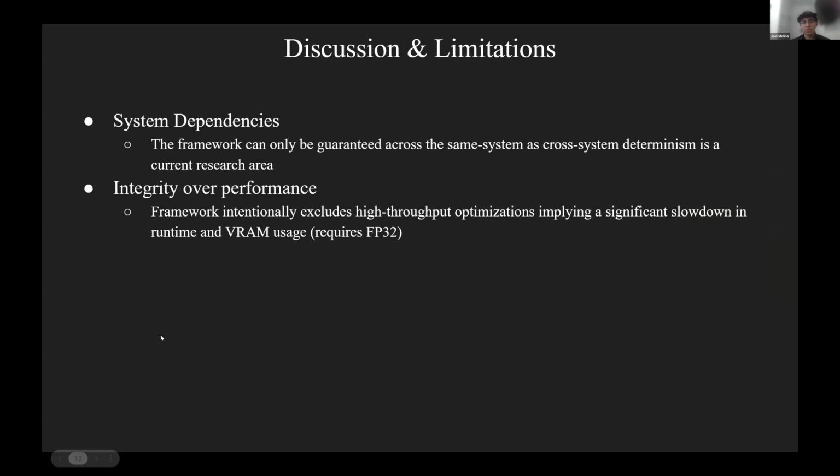Moving on past experiments, we have the discussions and limitations. One of the core things is system dependencies. This framework implies that you have to run the test and the reproducibility verifier on the exact same system. That's an open research area. So for now, I can explain a little bit more. I think I still have time.